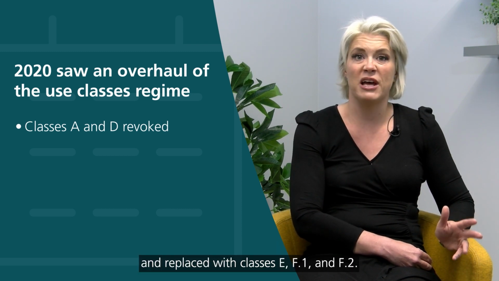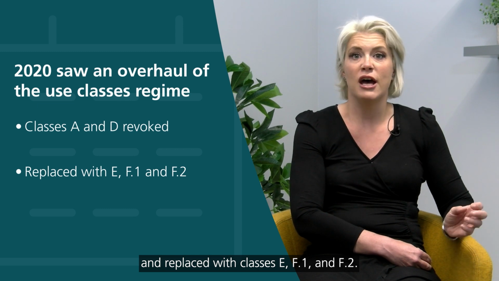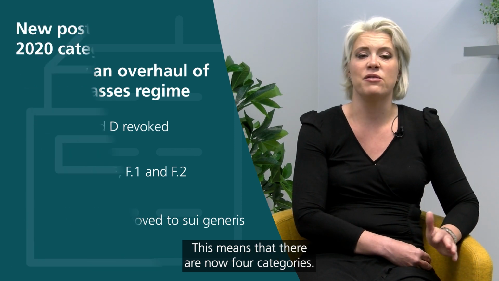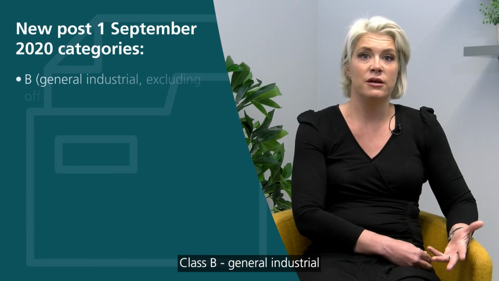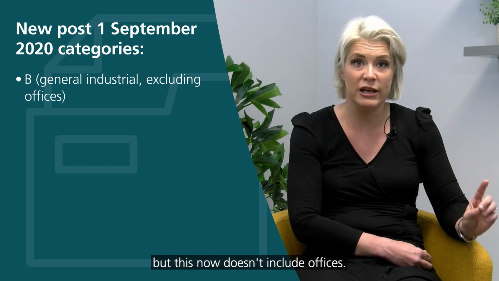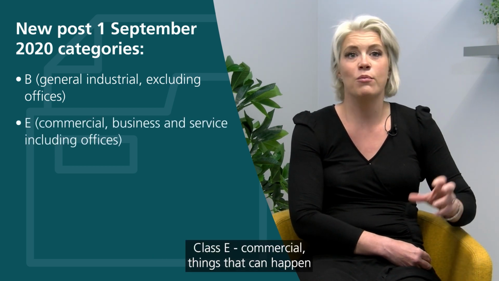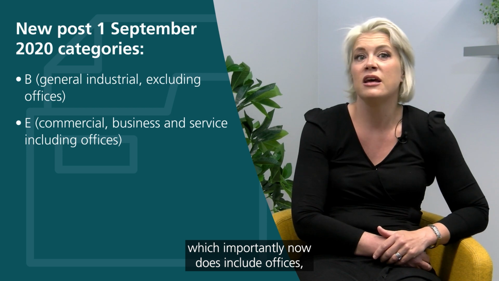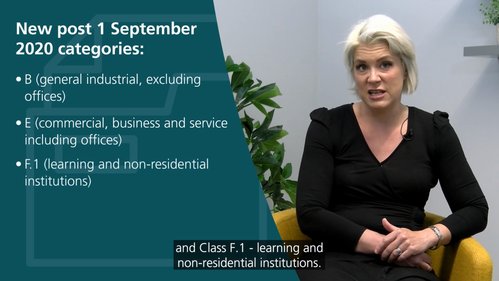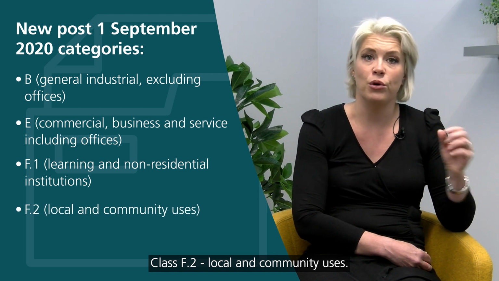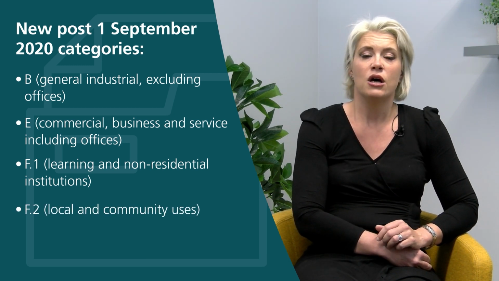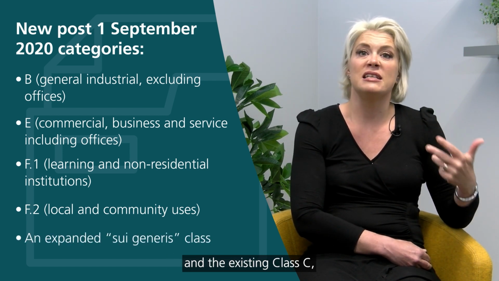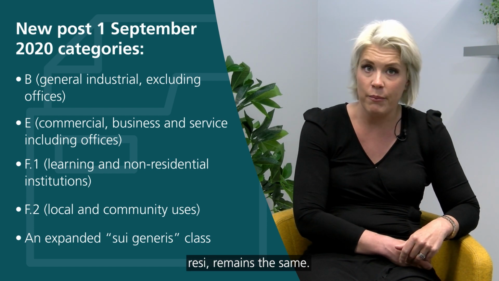So after the 1st of September 2020, the use classes order was overhauled and classes A, retail, and D, institutions, were revoked and replaced with classes E, F1 and F2, and in some cases things were moved to sui generis. This means that there are now 4 categories. Class B, general industrial, but this now doesn't include offices. Class E, commercial, things that can happen on the high street, which importantly now does include offices. And Class F1, learning and non-residential institutions. Class F2, local and community uses. This is all together with an expanded sui generis use class, and the existing Class C, residential, remains the same.